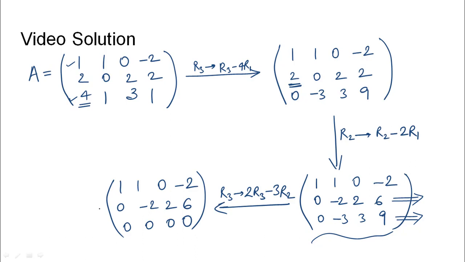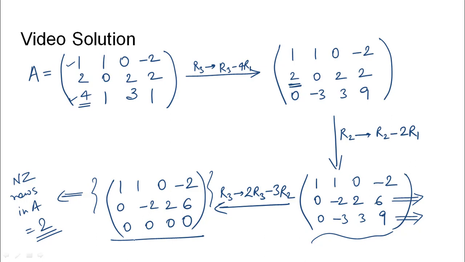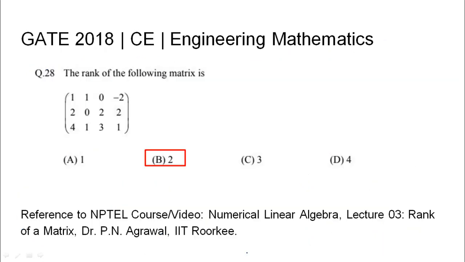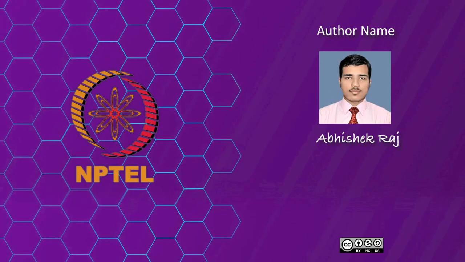It can be seen that no matter what kind of operations are applied now, the first 2 rows cannot be made 0. This ensures that the non-zero rows in the matrix A are equal to 2. The last row became 0 and the rest of the 2 rows R1 and R2 are non-zero. This ensures that the rank for the matrix A is equal to 2. So the rank of the following matrix is 2, which is option B. The relevant NPTEL reference has been cited.